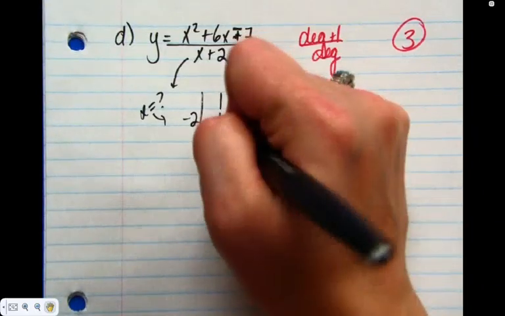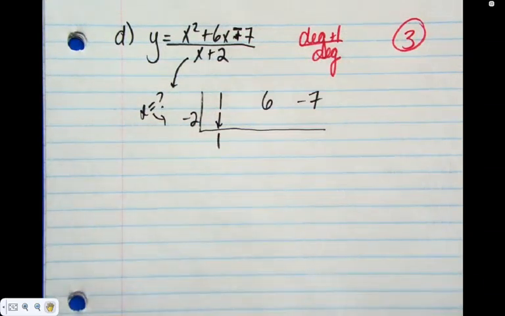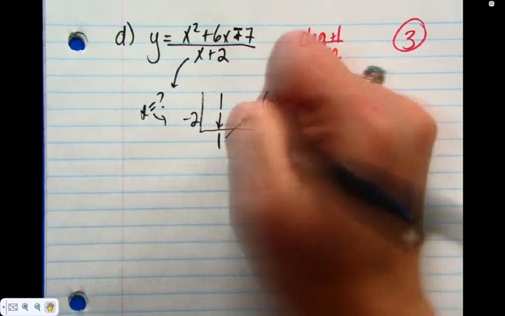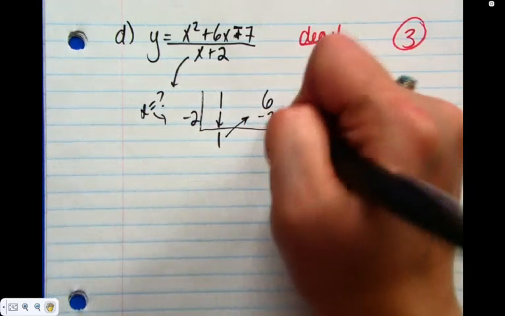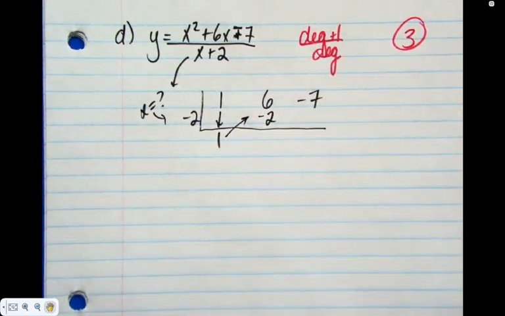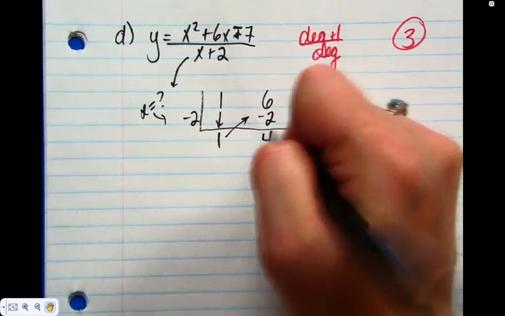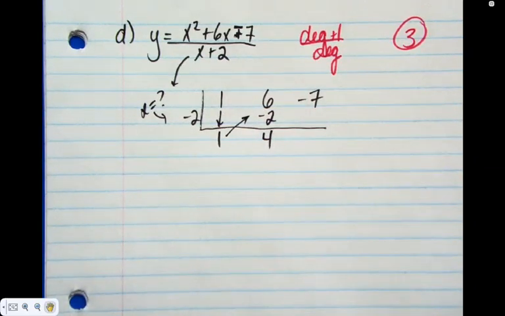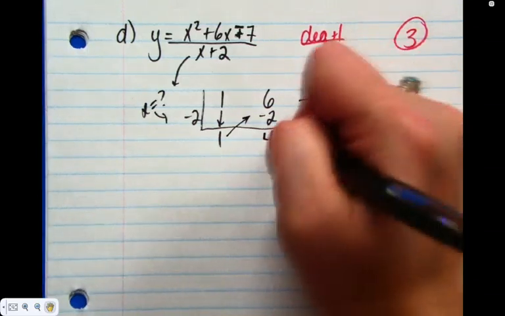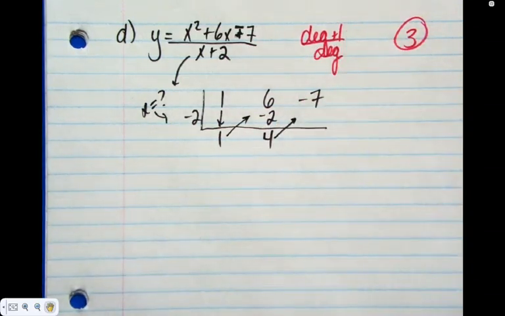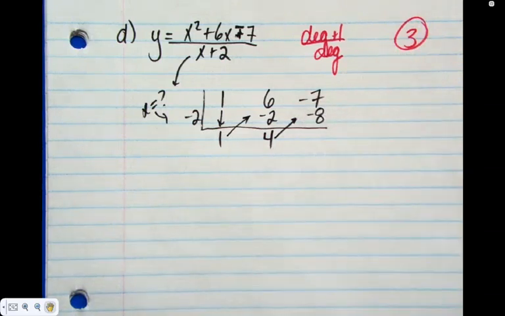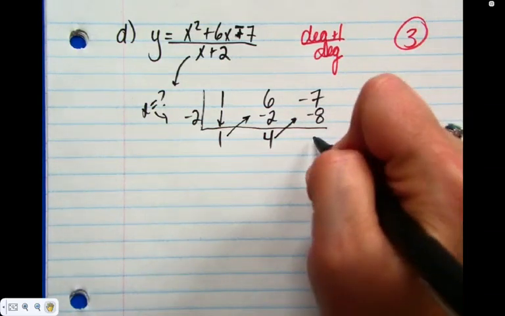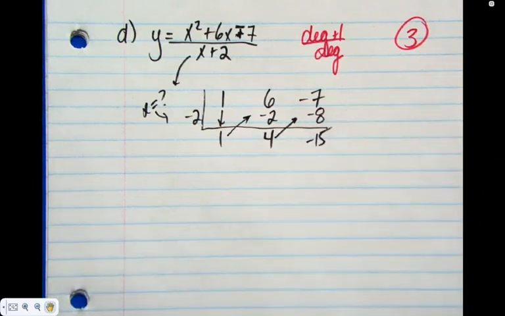The first number always drops straight down. Then we multiply by the guy on the outside. So 1 times negative 2, negative 2. Then we add vertically. 6 plus negative 2, 4. Then we just repeat the process. We multiply by the guy on the outside. So 4 times negative 2, negative 8. Add the last column vertically, negative 1.